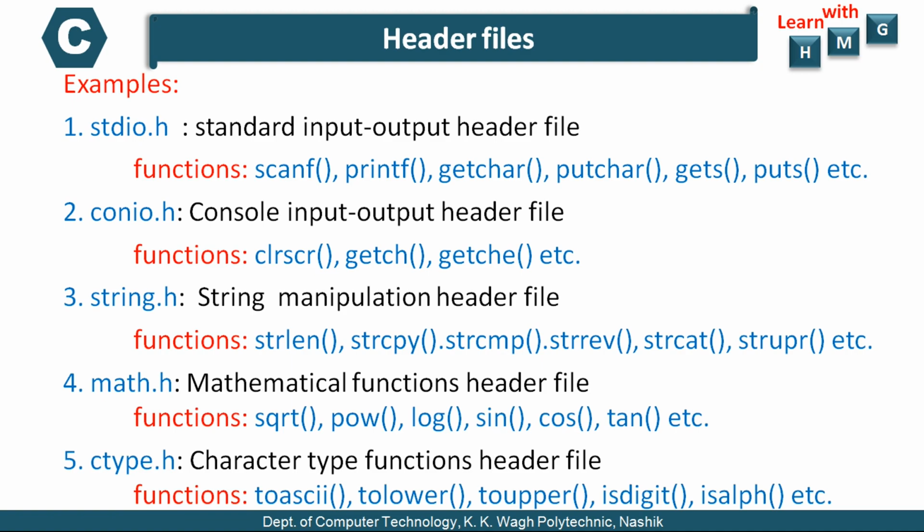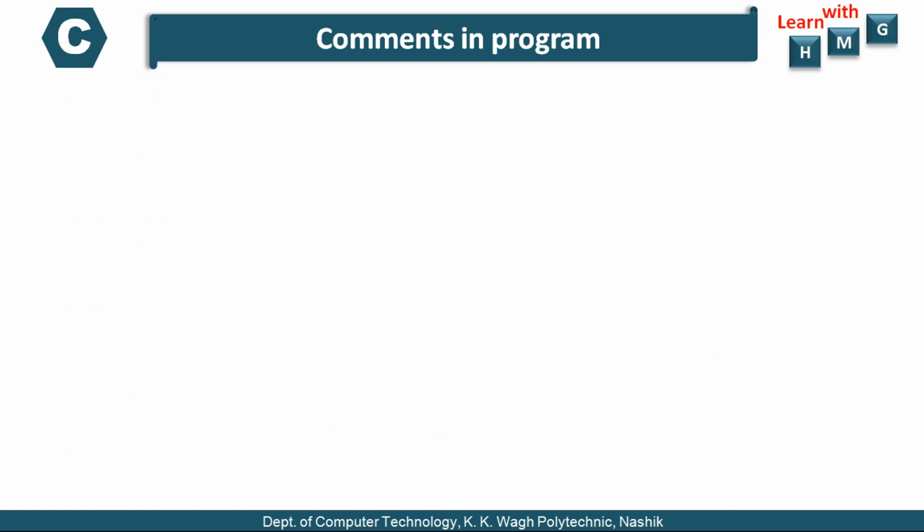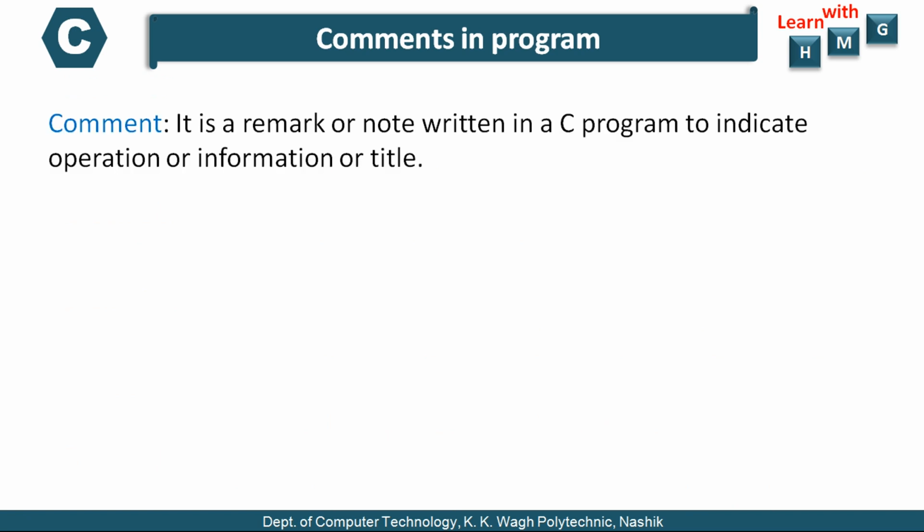Another thing required in your C program is the comment. What is a comment? It is a remark or a note written in a C program to indicate an operation or information or a title. Whenever you are writing a program, you may give the title for what purpose you are writing it. Within a program, suppose you are writing some segment of code, you can indicate what type of operation it is performing. Or for a specific line of statement, you can indicate what type of operation it is performing.